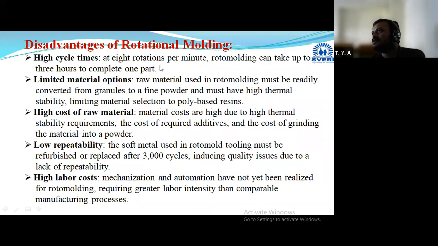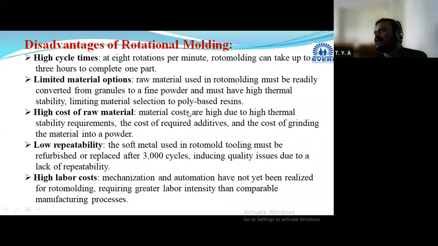Then related to the disadvantages of this process, the very big disadvantage is related to its cycle time. Its cycle time will be very high. It means it will take lots of time to manufacture one single component. Here it is highlighted with the high cycle time.